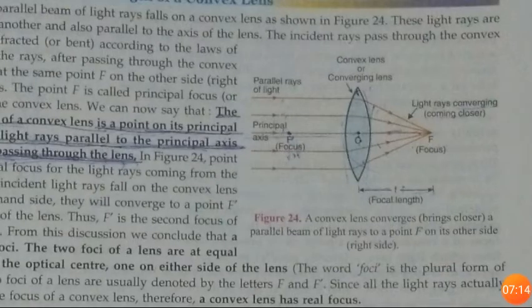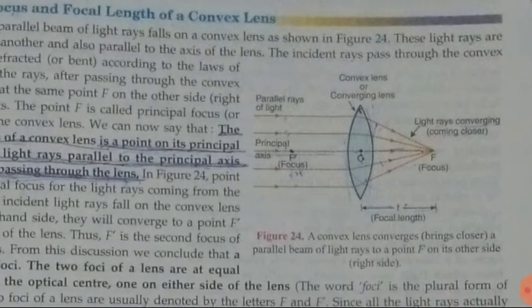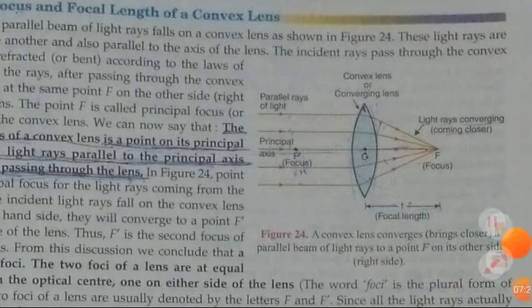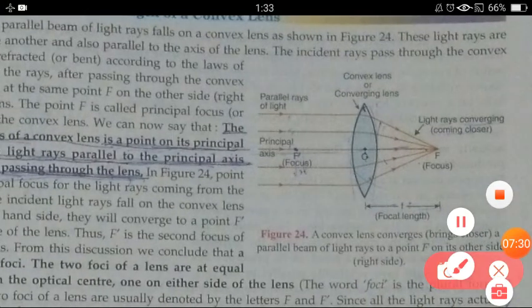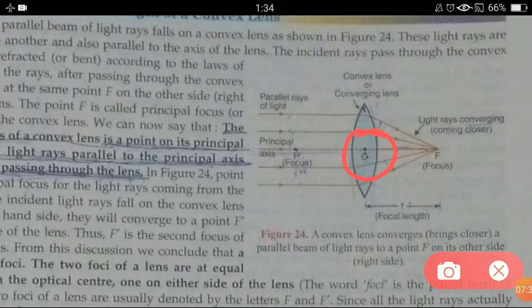Now, before understanding the refraction through the lenses, we have to understand some terms. We have to be familiar with some terms related to lenses. Okay, so the very central part of a lens, this one, it is called the optical center. Okay, now, principal focus of the lens.